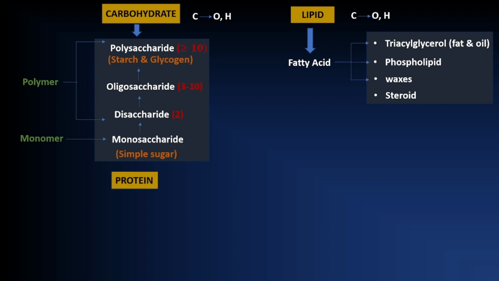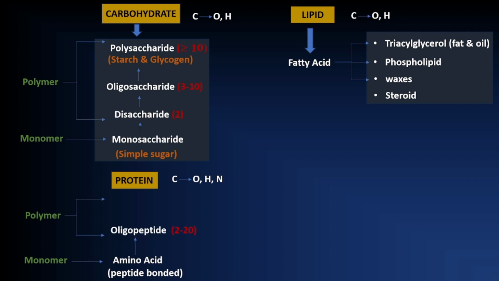Next comes protein, which is another important type of macromolecule. Protein is comprised of hydrogen, carbon, oxygen and nitrogen. The monomer of protein is amino acid. When multiple amino acids combine together by peptide bond, they form polymers. If 2 to 20 amino acids bond together, they form oligopeptide, which is larger than the amino acid. If 21 to 49 amino acids bond together, they form polypeptide, which is basically the protein. Proteins serve as structural support and help in different functions of cell.